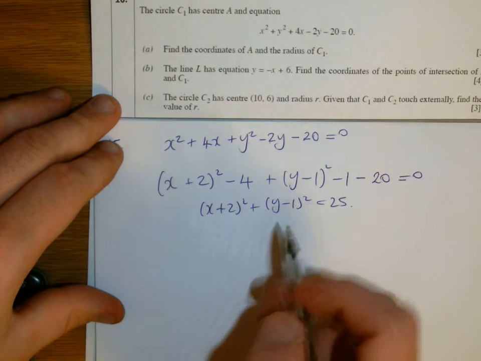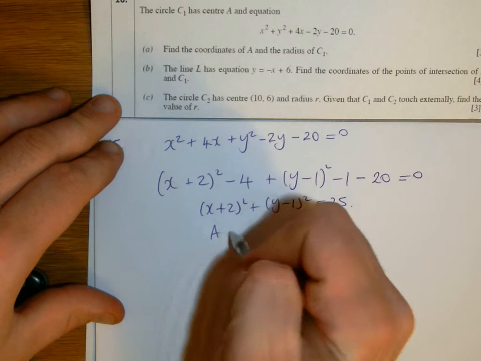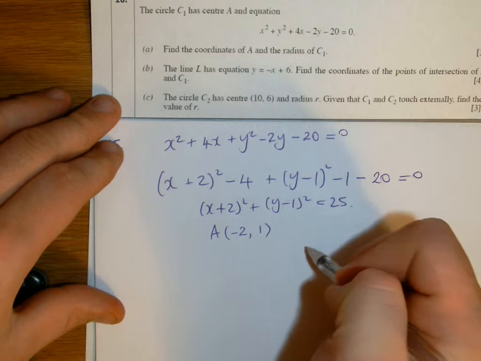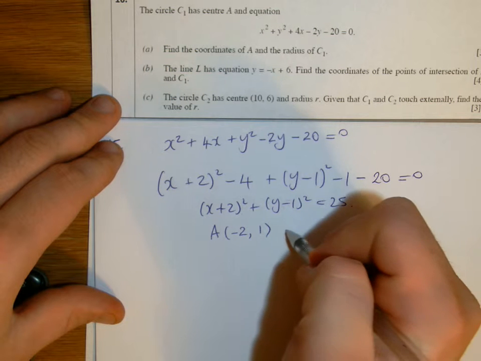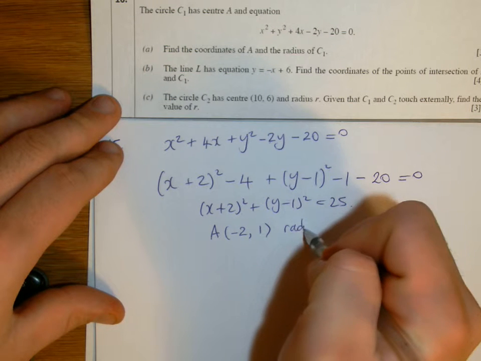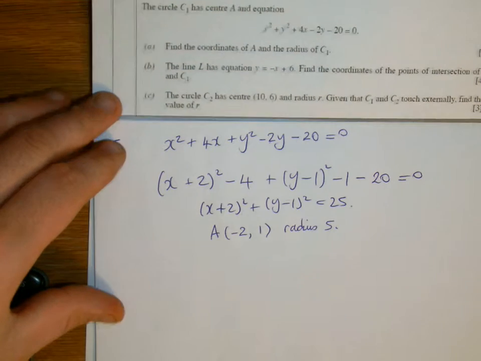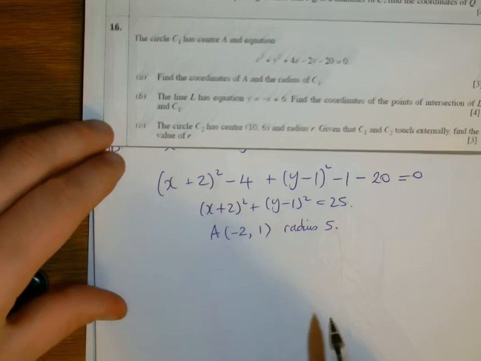Coordinates of A and the radius: basically A will be minus 2, 1. That will be the centre, A, and then the radius will be 5. Square root of 25 will be 5.